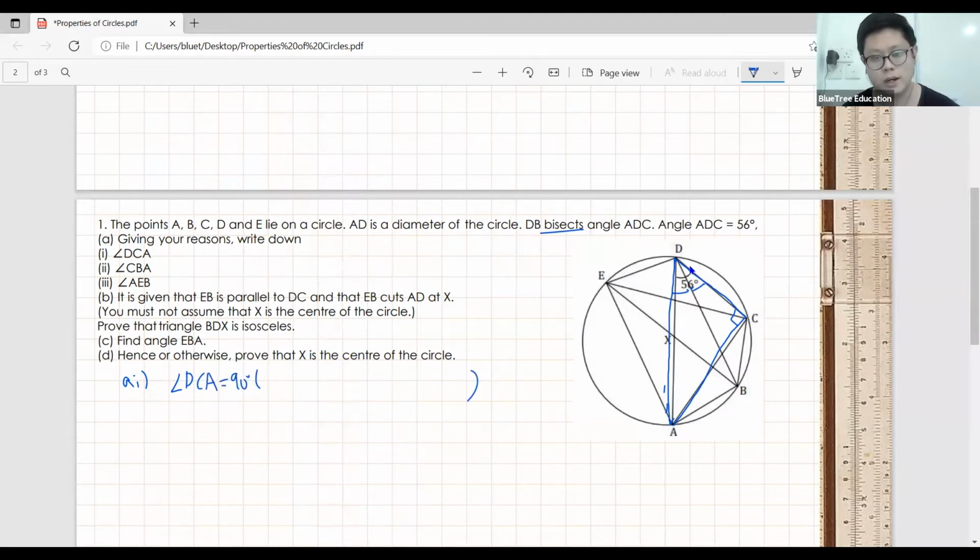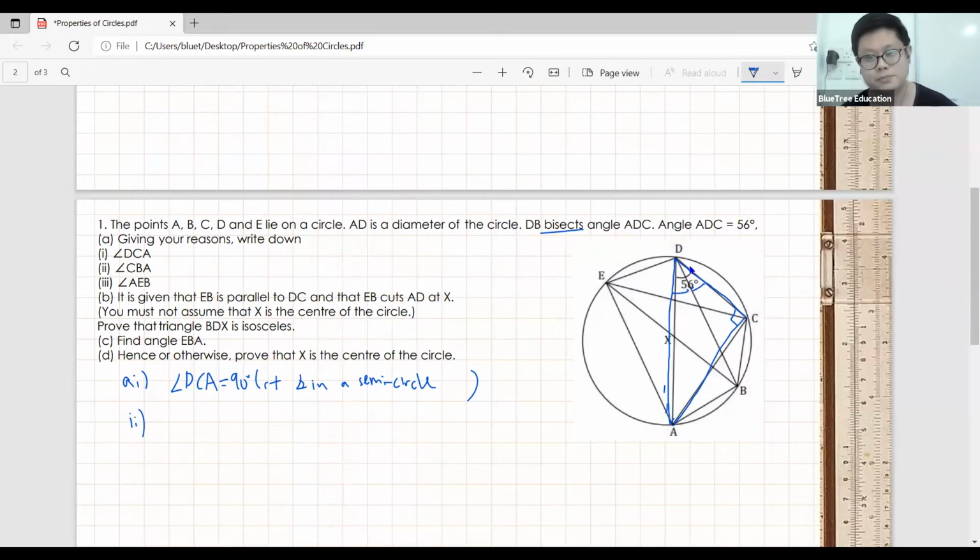It is called right angle in a semicircle. Let me say it again: as long as you have a diameter and a third point on the circumference of the circle, forming a triangle from the diameter, that angle on the circumference of the circle is always 90 degrees. That is a property that you have to memorize, one of the properties of circle.